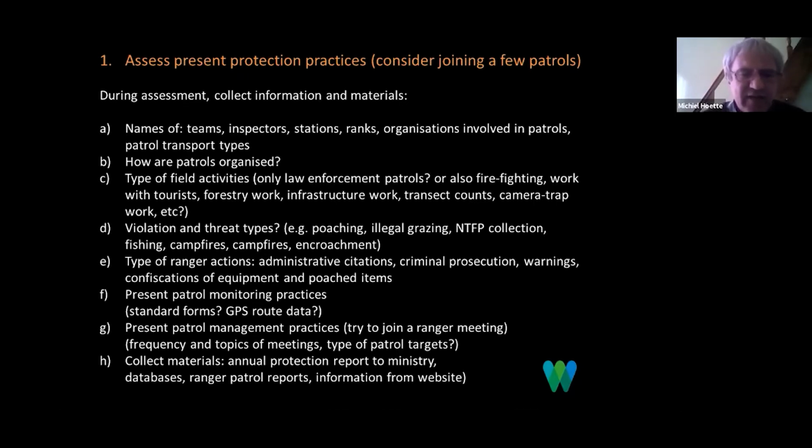Rangers usually at the end of their patrols have to write a patrol report. Have a look at those reports and see what information is included there. And very often it's possible with SMART to basically abolish this whole ranger patrol report system, because the data that they collect during the patrol is a form of reporting. And this is also something that the rangers would really appreciate, because it makes their work simpler.